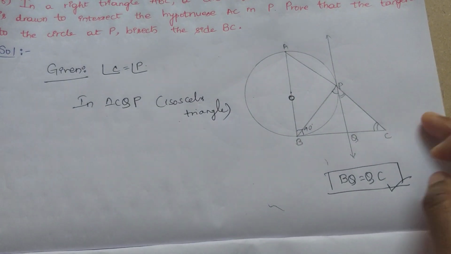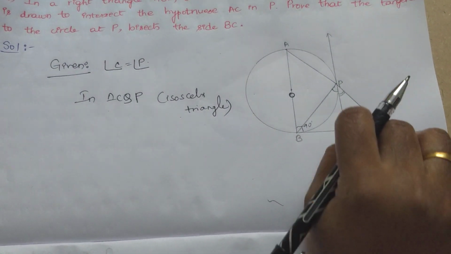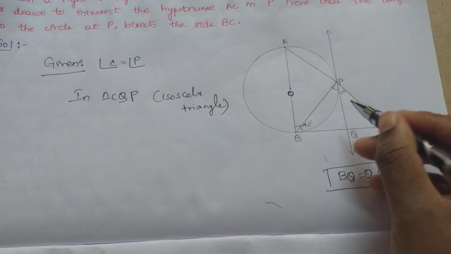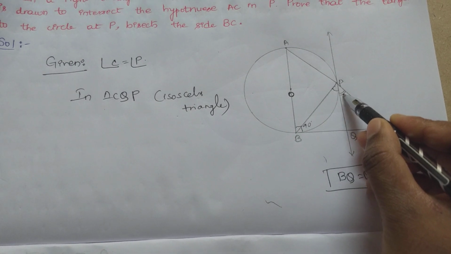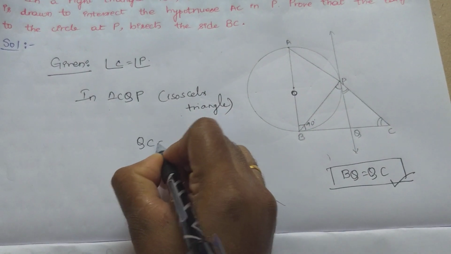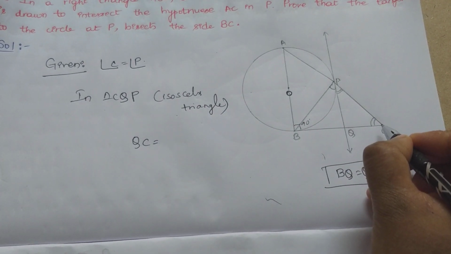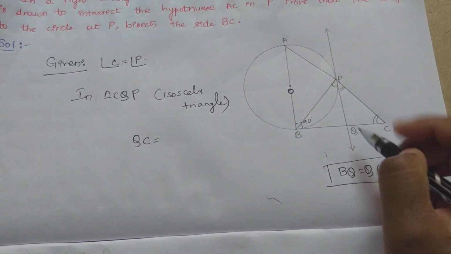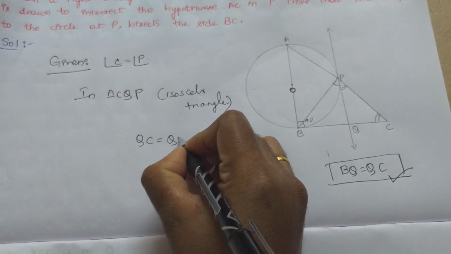So if two angles are equal, it means that their opposite sides are equal. So what is the opposite side for angle P? QC. So QC is equal to, what is the opposite side for angle C here? It is QP. QC equals to QP.